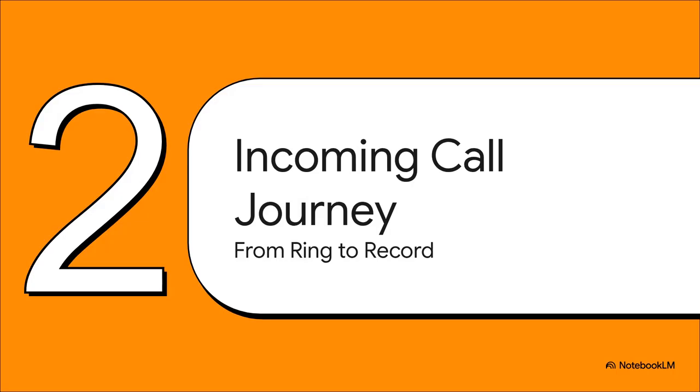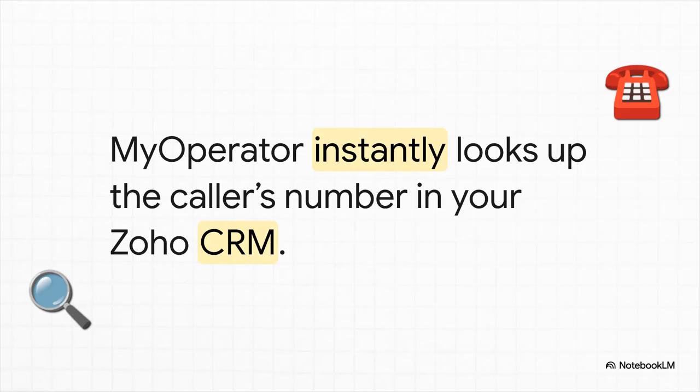All right, with that foundation all set, let's dive into the fun part. We're going to follow an incoming call step by step from the moment it starts ringing all the way to that final record showing up in your CRM. The very first thing that happens, and we're talking about a fraction of a second here, is a lightning-fast digital lookup. MyOperator grabs the caller's number and asks Zoho a really simple question. Hey, do you know this person? And that single action is what kicks off this whole beautiful automated workflow.